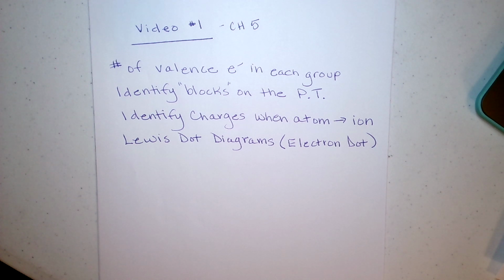So these are the topics that we're going to cover in this first video. We're going to talk about the number of valence electrons that are in each group. Groups, don't forget, are our vertical columns on the periodic table. We're going to learn how to identify the blocks on the periodic table, and we're going to identify charges when an atom becomes an ion.